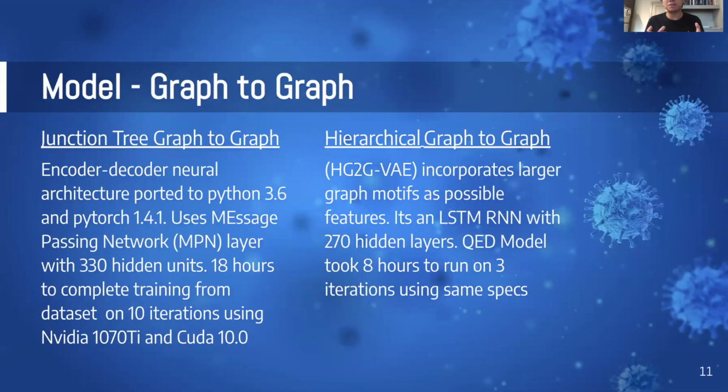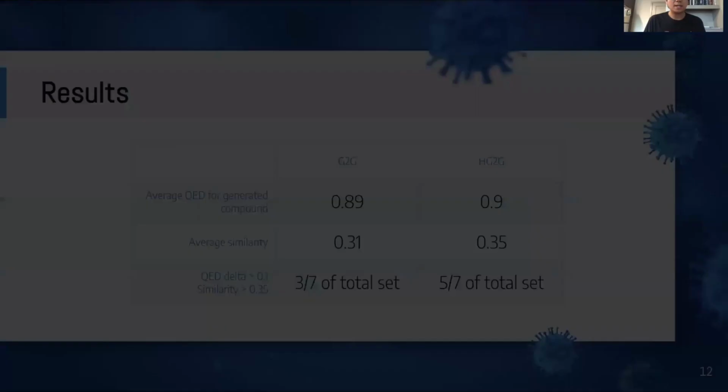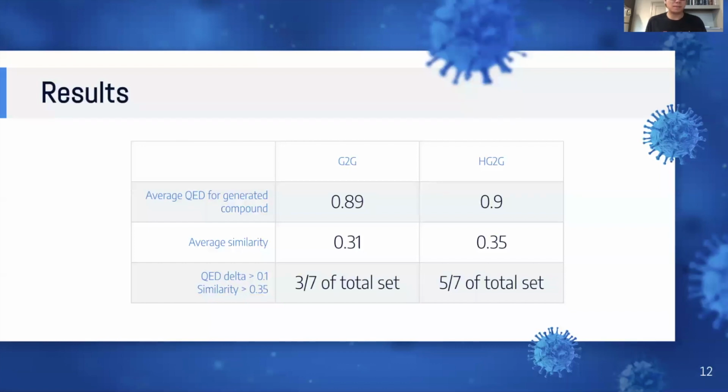Using this concept, we deploy two different models that we have, the graph-to-graph, G2G, and a hierarchical graph-to-graph, HG2G. The difference here is that one, in the deep learning step, will use a message passing network, and in the other one, we use an LSTM-RNN model to generate the new graphs. And the results are quite similar in both cases.